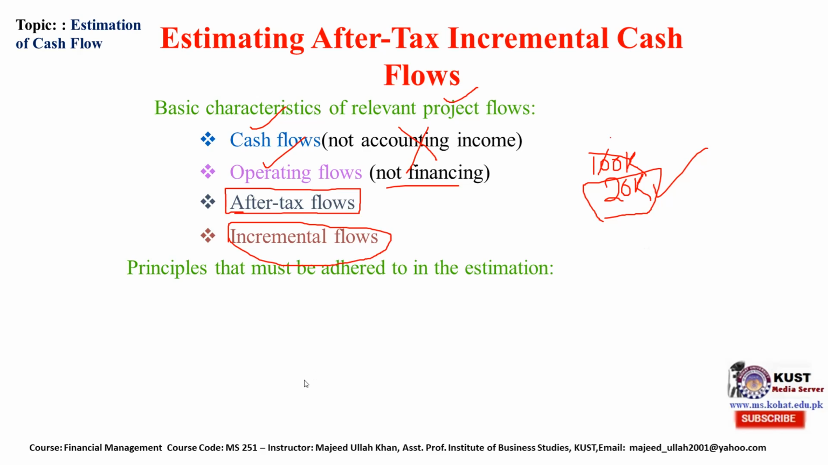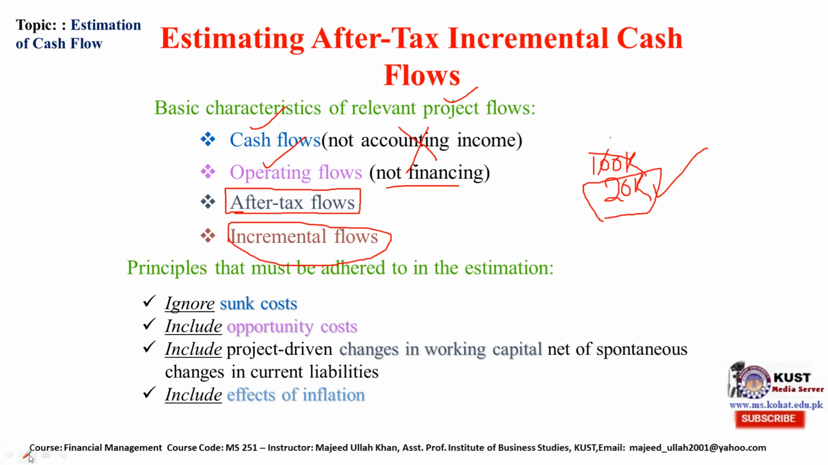What should be considered, or what are the principles that should be adhered to in estimating the incremental cash flow? First of all, already incurred cost should be ignored. Sunk cost means the cost that has already been incurred or already invested.